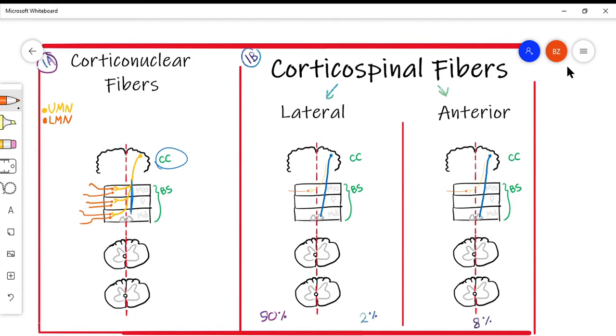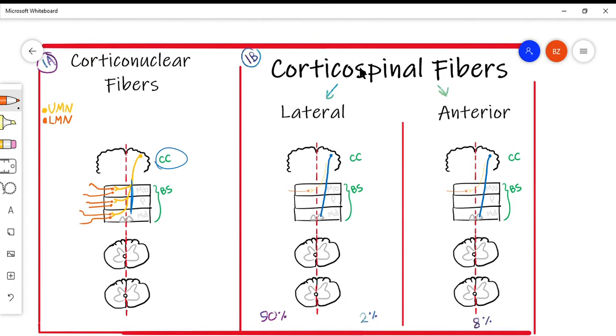Okay, so this video is part 2, and in the last video we talked about the corticonuclear fibers, which are part of the pyramidal tract of the descending tracts of the spinal cord that help us control our body. The other type is the corticospinal fibers. So again, from the name, cortico, it's starting from the cerebral cortex. Spinal, they're going to go down to the spinal cord. All right, so let's zoom in first to the lateral one, and then we'll explain the anterior one.